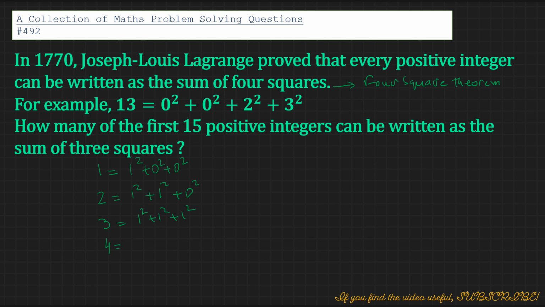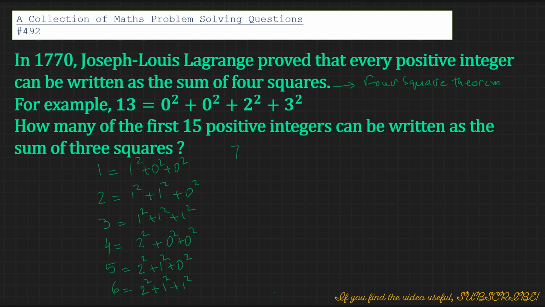Then 4 equals, now 2 square is 4, so I can just write 2 square plus 0 square plus 0 square. 5 equals 4 plus 1, so that's 2 square plus 1 square plus 0 square. And then 6 equals 4 plus 1 plus 1, so I can say 2 square plus 1 square plus 1 square.